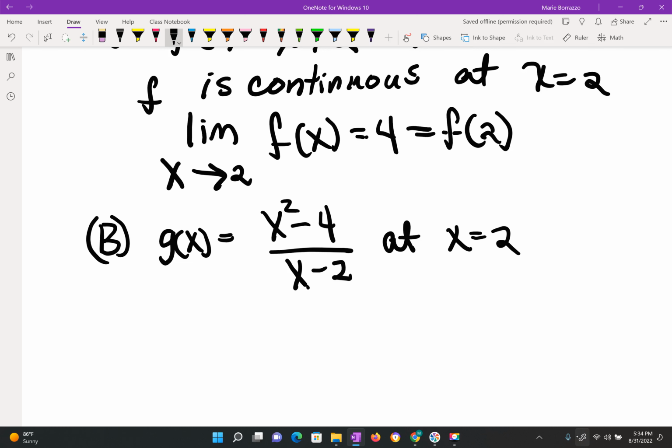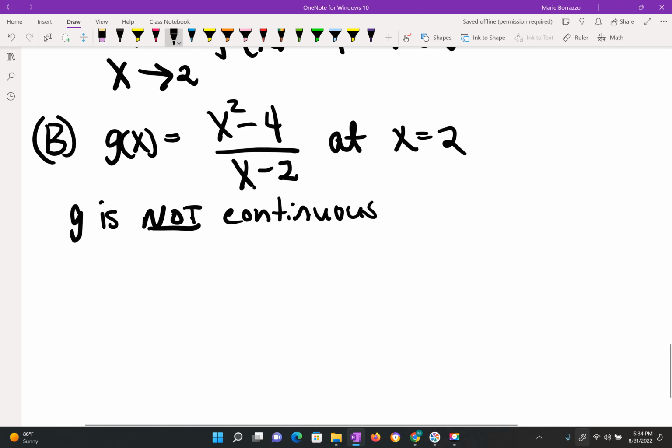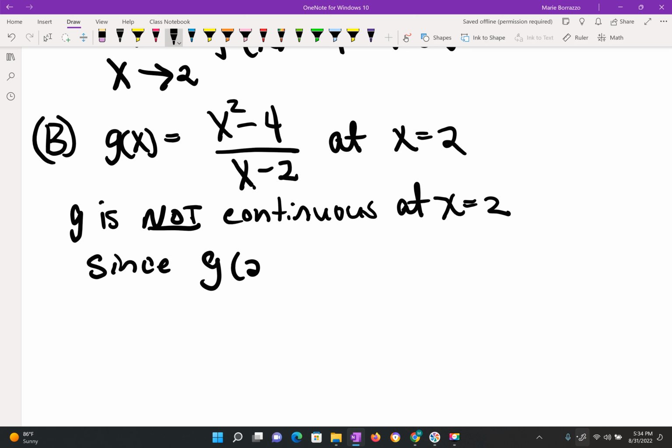And we would conclude that g is not continuous. Keyword: not. And you can tell already just by the denominator and because you have to factor. And again, that goes back to indeterminate. So we would say this is at x is 2, because 2 is the value we're looking at, since g of 2 is indeterminate. It's 0 over 0.